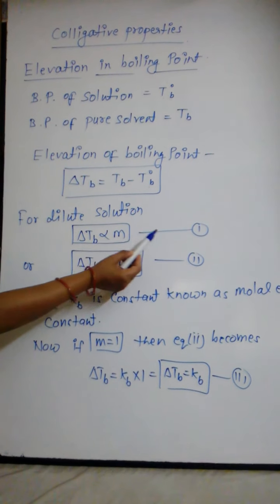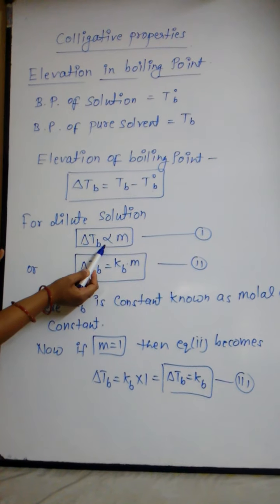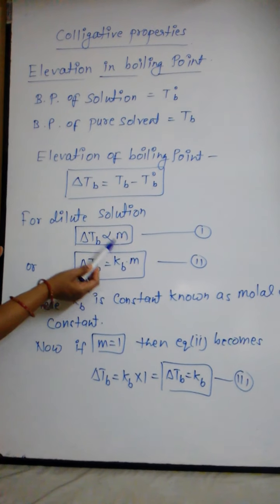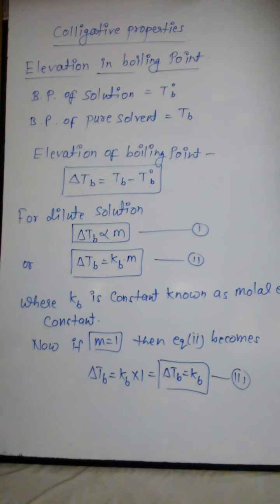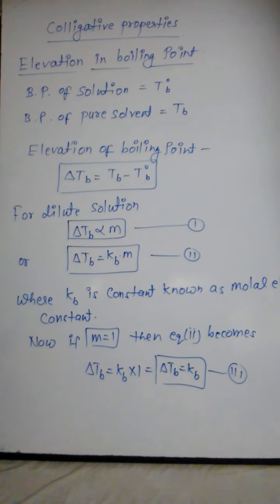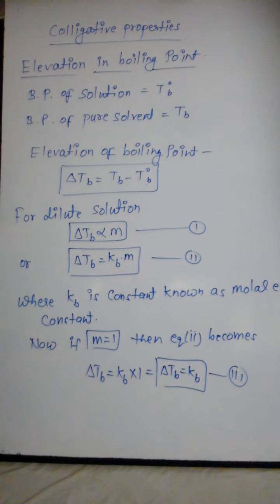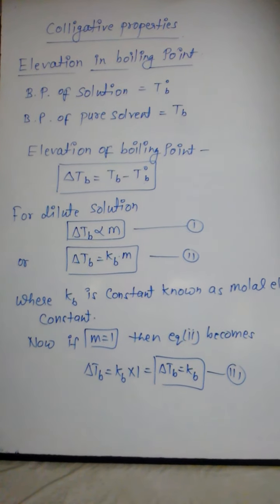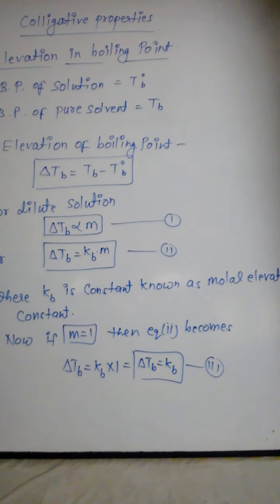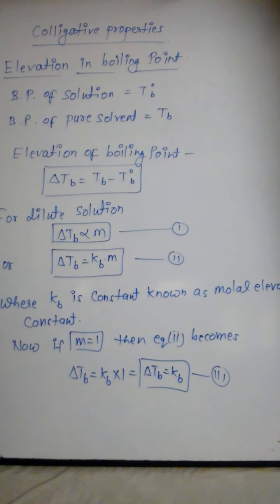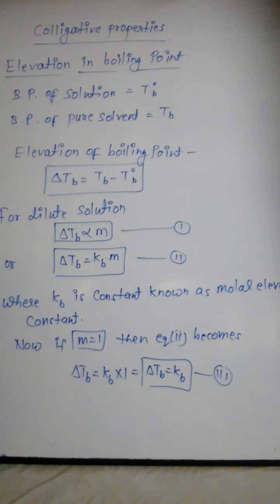From the equation we see that the elevation in boiling point is directly proportional to molality, and molality depends upon the number of solute particles. Therefore elevation in boiling point is a colligative property. So it is the second colligative property. We proved that elevation in boiling point depends upon the number of solute particles.